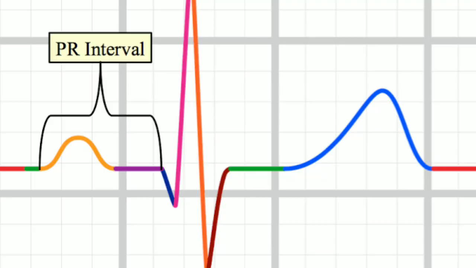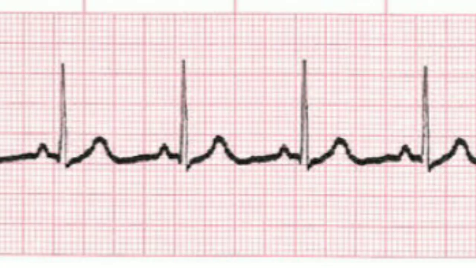Normally the PR interval, which is from the start of the P wave to the start of the QRS complex, represents the traveling of the impulse through the AV node, and this is less than 0.20 second or less than one large box. This is the normal PR interval. But in case of AV nodal blocks, we divide them in 3 degrees: first degree, second degree and third degree, and I'll tell very briefly.